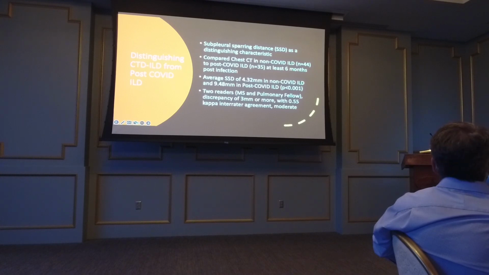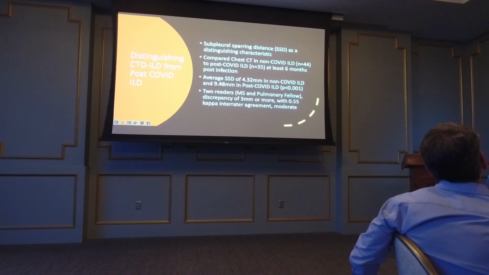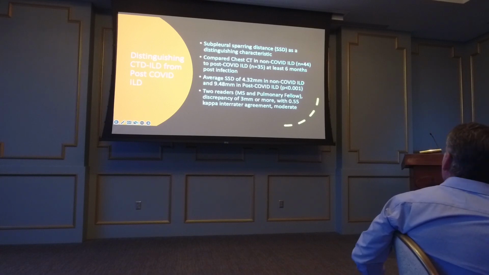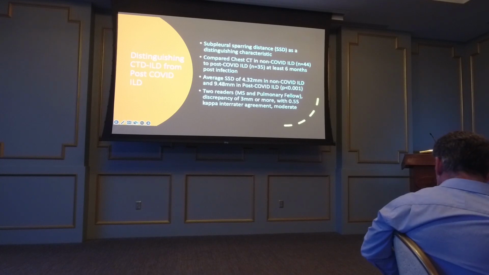In post-COVID ILD, it's about 10 millimeters. And that's what we saw, right? So when we took all these patients, we had 44 non-COVID, and this is a really difficult cohort to build. This non-COVID ILD that has subpleural sparing that's been called on imaging by somebody. And so 44 was as high as we could get with that. When we used the same criteria, it pulled 35 post-COVID ILD. I think we could build that number greater.